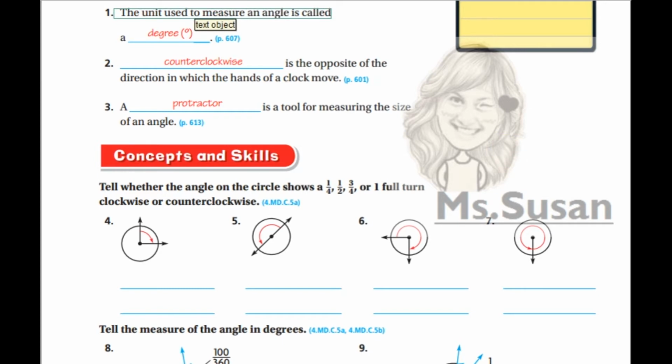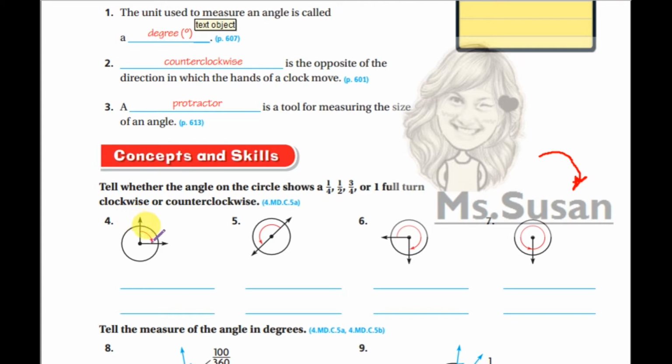The direction of the clockwise is like that. So this is the direction of the clockwise. Okay, so if this is clockwise, the opposite direction will be counterclockwise. Okay, so let's see together. Number 4.